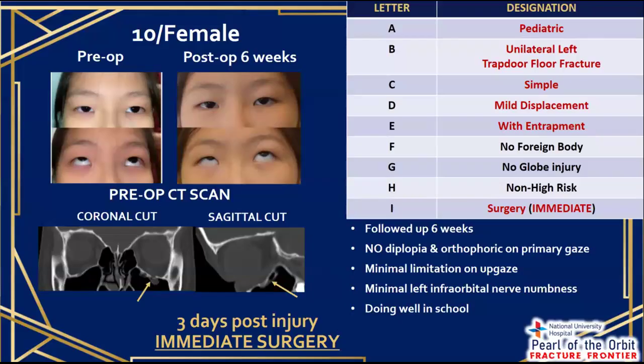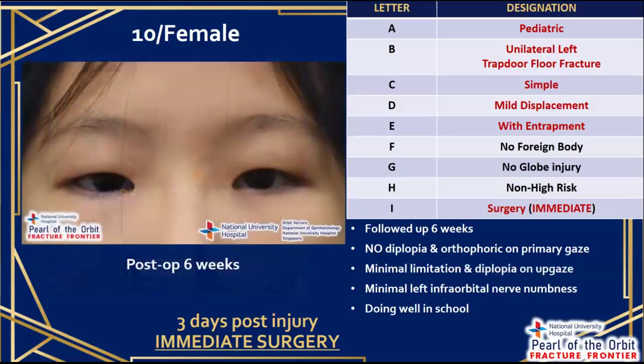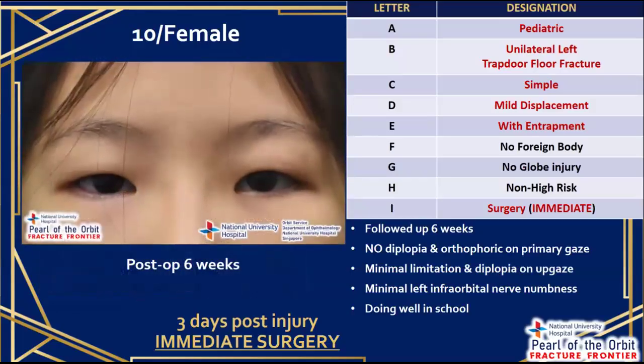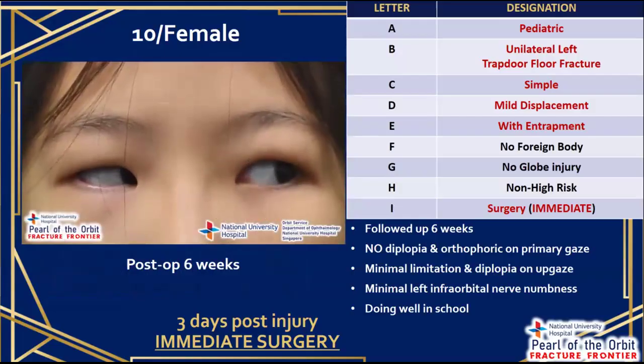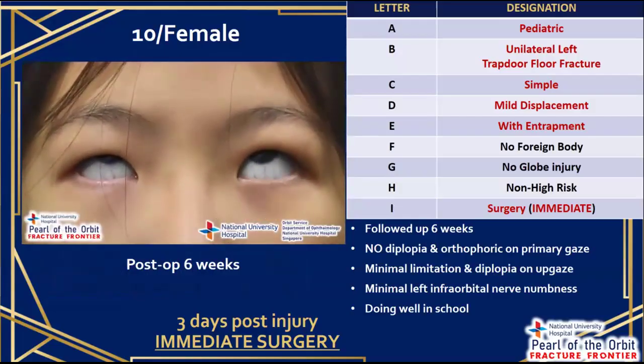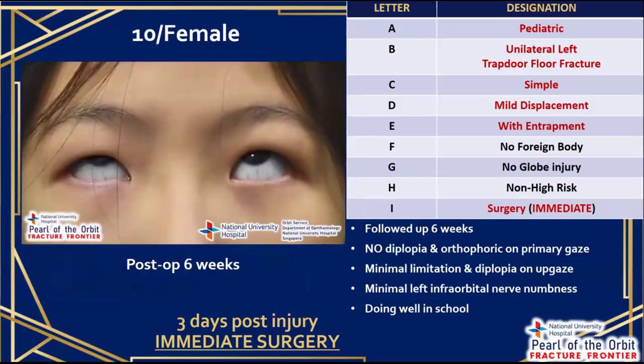The parents of the patient were advised for surgical repair and have consented. Immediate surgery was done. The child was able to recover very well and was able to go back to school the soonest possible time. So this video shows motility 6 weeks post-surgery recovery. No complaints of double vision, and only very minimal limitation on upgaze.